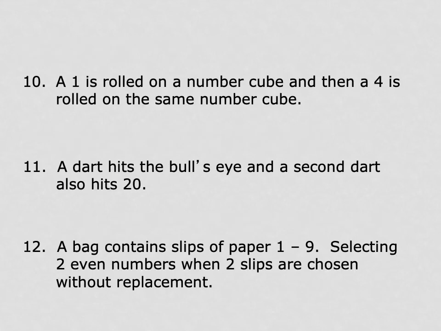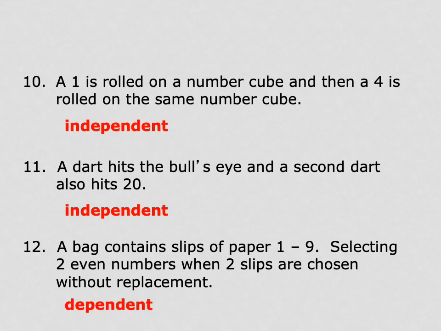A 1 is rolled on a number cube, and then a 4 is rolled on the same number cube. Those are independent. Rolling a number cube and then rolling that same one again is going to be independent. A dart hits a bullseye, and the second dart also hits a 20, independent. Hitting a bullseye does not affect you hitting a 20. A bag contains 9 slips of paper, 1 through 9, selecting 2 even numbers when 2 slips are chosen without replacement. That "without replacement" tells you they are going to be dependent.